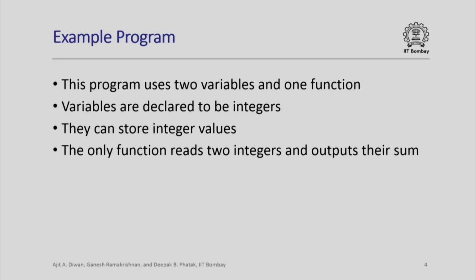So, this program uses two variables and one function. The variables are declared to be integers. What that says is that these variables can store integer values, and we have only one function, which is the main function, which reads the two integer values and outputs their sum.